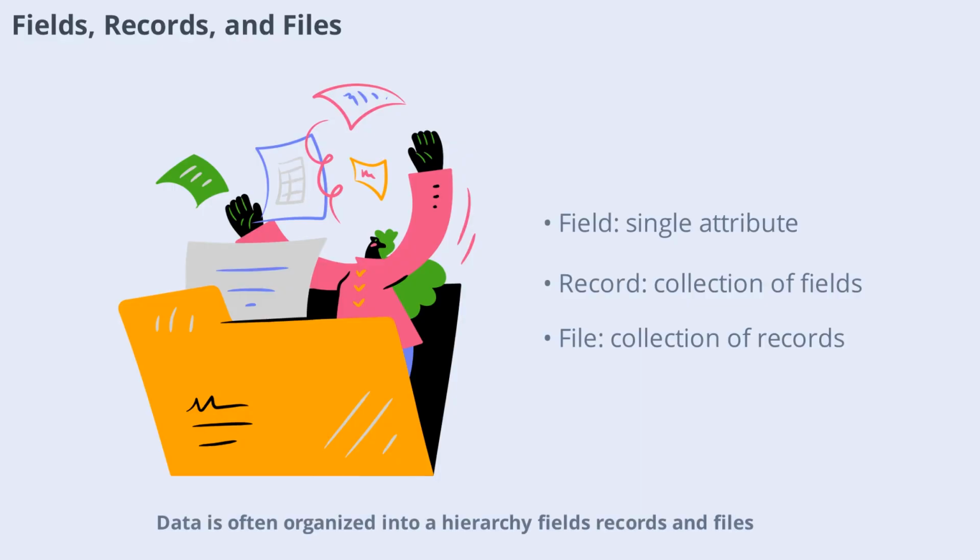Data is often organized into a hierarchy: fields, records, and files. A field represents a single attribute of an entity such as name or age. A record is a collection of field values for a specific entity, like all the details for one employee. A file is a collection of records representing all entities in an entity set. This structure helps us manage and retrieve information efficiently.